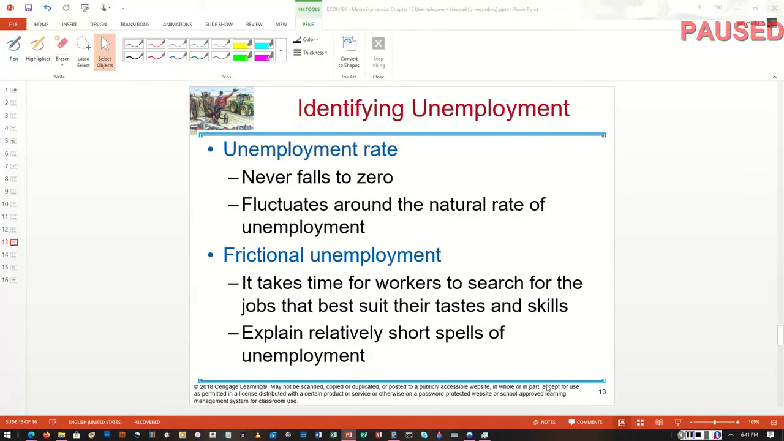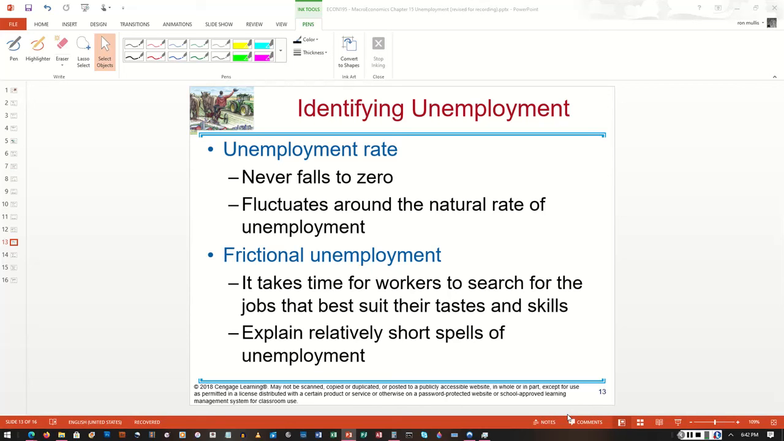So a few things to know or to review before we start talking about the two types of unemployment. The first thing that you need to know is that unemployment never falls to zero. There's always going to be some type of unemployment, regardless of whether the economy's going well or it's not going well. And then unemployment fluctuates around the natural rate. Remember that rate that we discussed, that shows the unemployment rate regardless of how well an economy is doing.